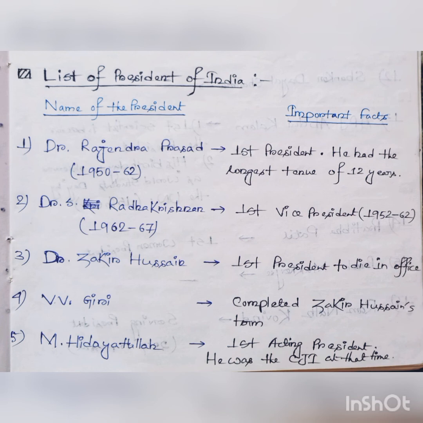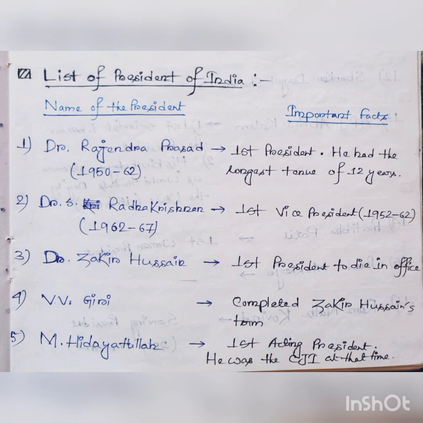Number 2, Dr. Sarvepalli Radhakrishnan, his tenure 1962 to 1967. He was also the first Vice President of India, 1952 to 1962. Next, number 3, Dr. Zakir Hussain. He was the first president to die in office. He was also the first Muslim president of India. Next, number 4, V.V. Giri. He completed the Zakir Hussain term.